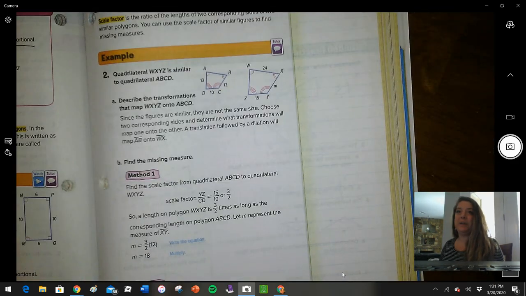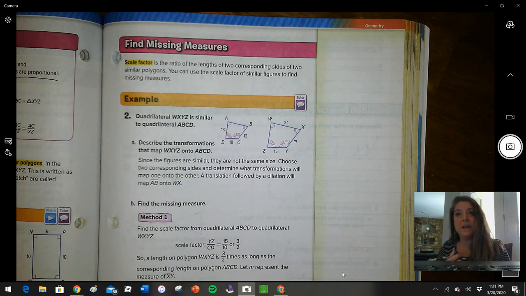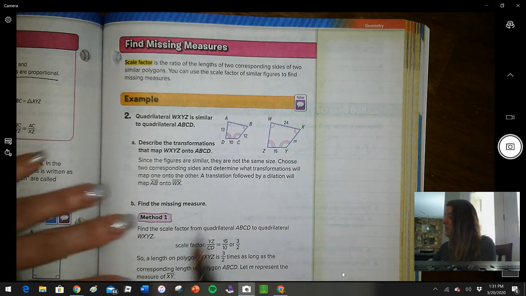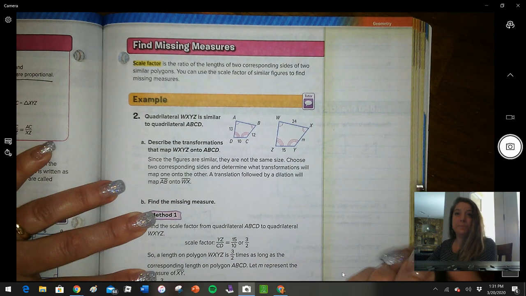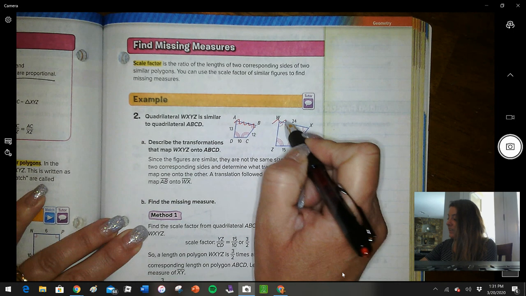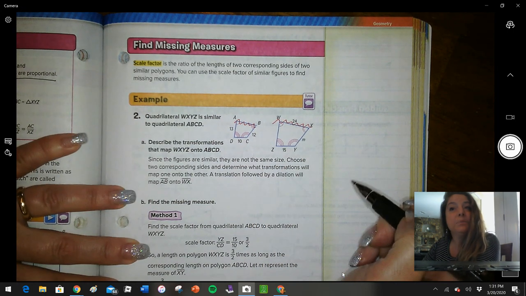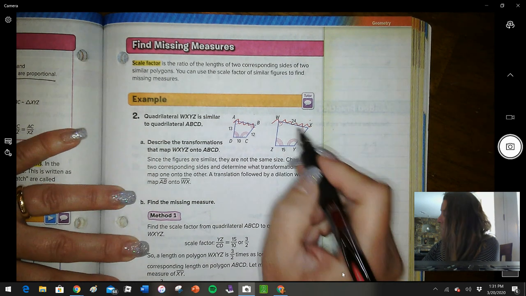All right, over on the next page, they talk about scale factor. And so this is the one where, remember, we had to go set up the fraction and do a little bit of reducing and see what we get. And so here is a picture, and it looks like on this picture, side AB and side WX are going to be similar to each other, but they both aren't labeled. So we're not going to do anything with that one.